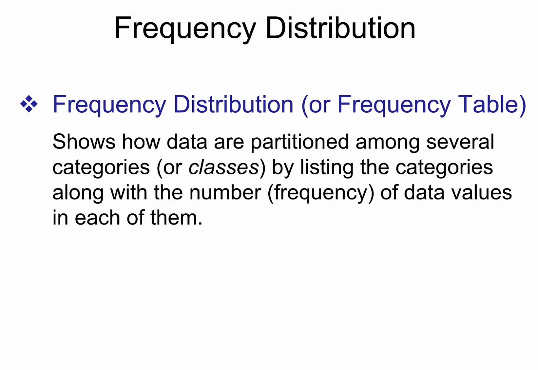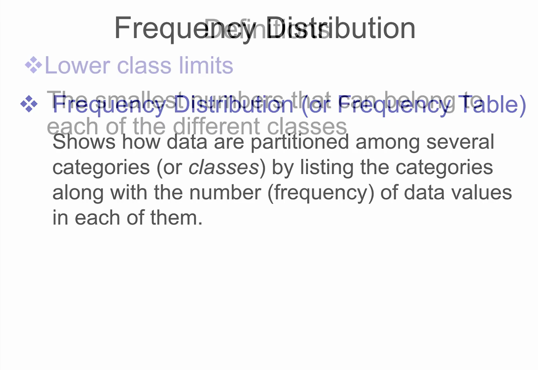A frequency distribution shows how the data are partitioned among several categories or classes by listing the categories along with the number or frequency of data values in each of them.